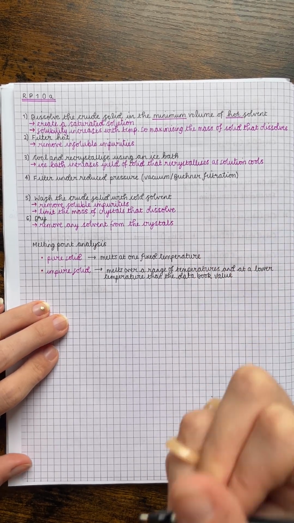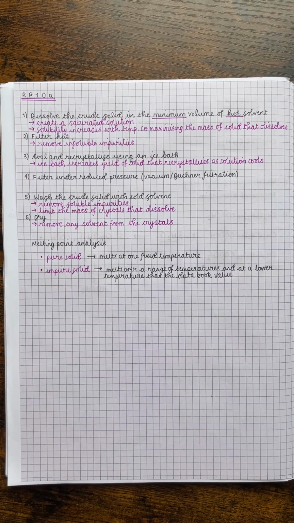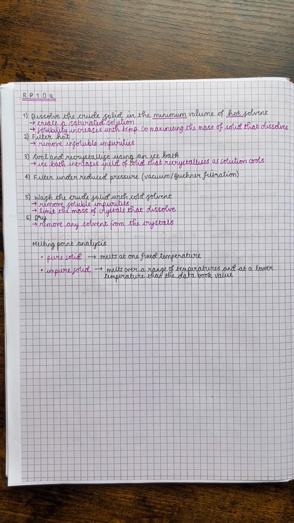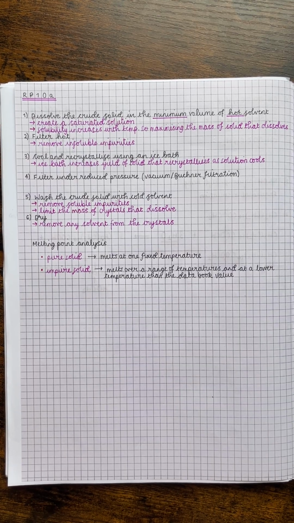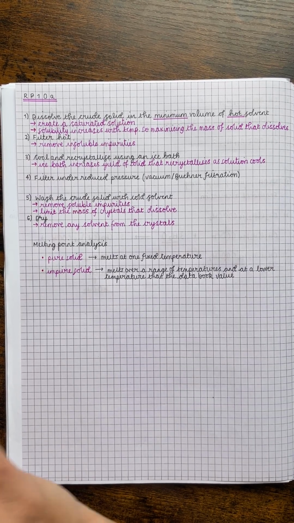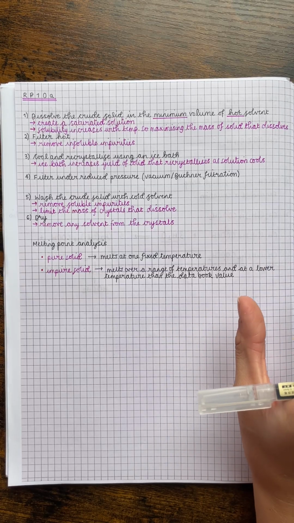So I'm pretty certain the melting point of aspirin is sort of 136, 137. If therefore you were to do melting point analysis and you found that your sample started melting at like 134 and finished melting at 139, that immediately is not pure because it's not melting at one fixed temperature, but it probably isn't that impure because that range of temperatures is quite small.